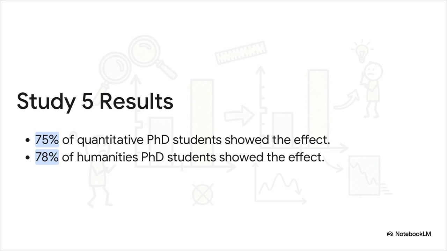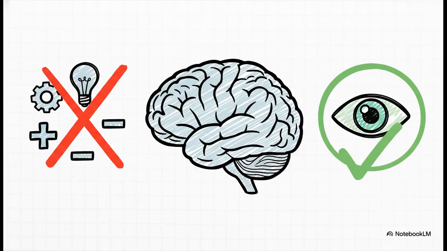Both groups fell for it. And not just that, they fell for it in almost the exact same numbers. 75% of the math and stats PhD students were still fooled by the chart. 78% of the humanities students. They were basically identical. It just goes to show you how deep-seated this visual bias really is. And that brings us to the most important takeaway here. This has nothing to do with being smart. It's not about being good or bad at math. This is a fundamental feature of how the human brain processes visual information. It affects everyone. So the only real defense isn't to be smarter. It's simply to be aware that this trick exists.